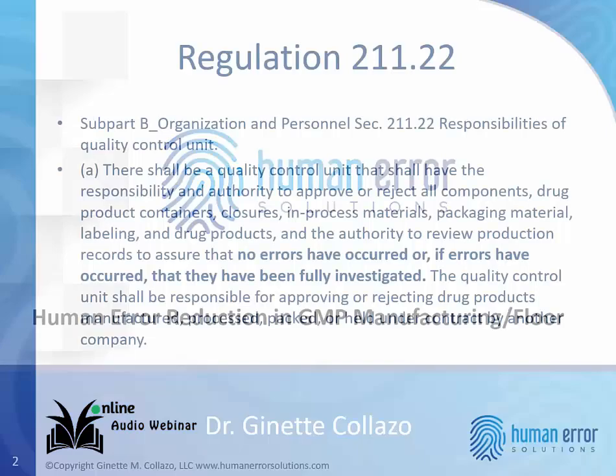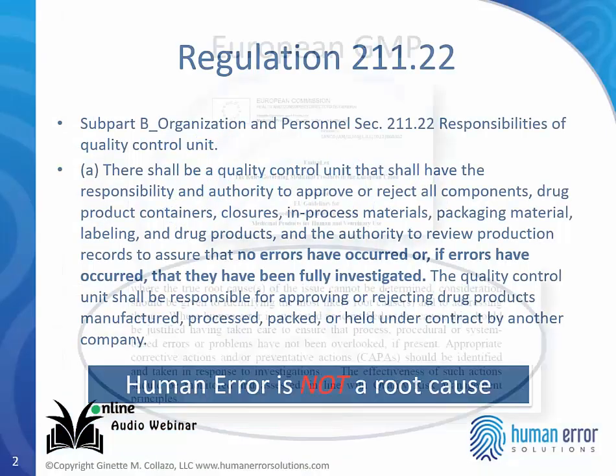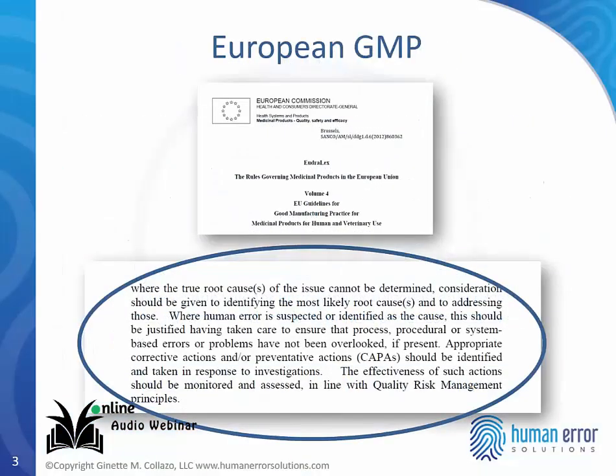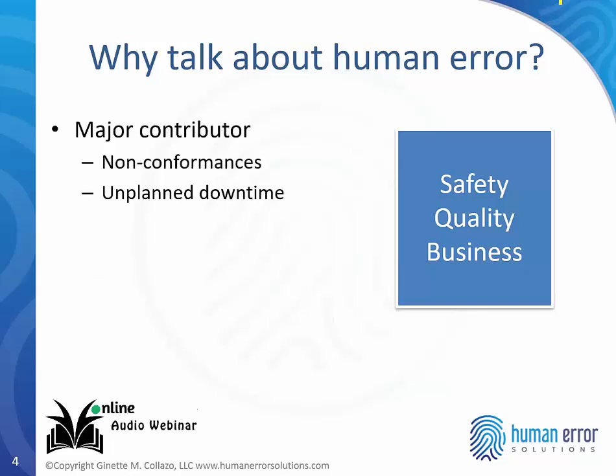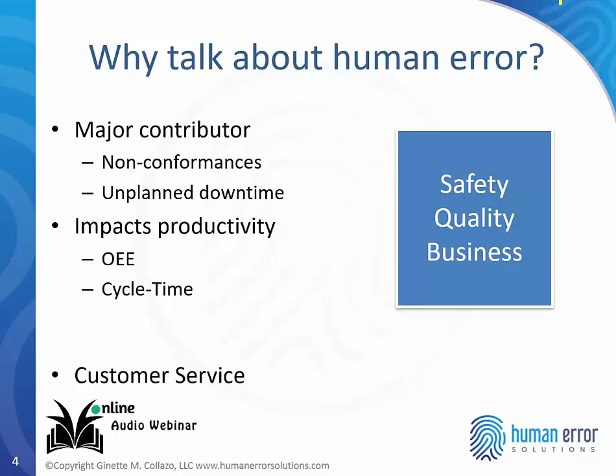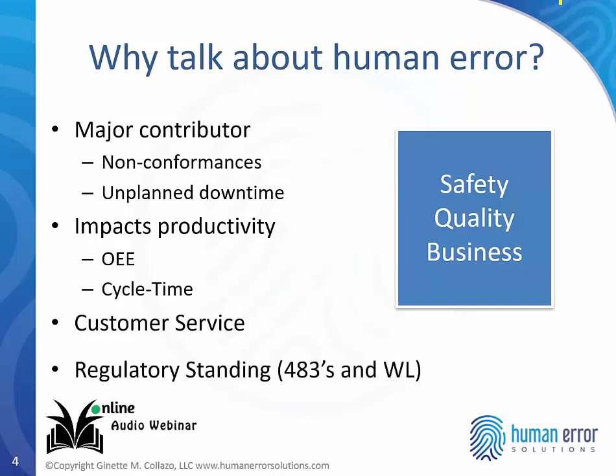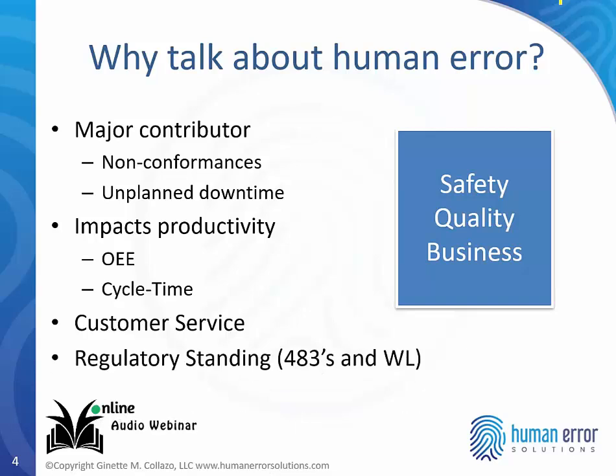First, I want to start, of course, with regulations. Now, the European GMP goes a little further and provides you with a little bit or a lot more details and granularity. So why talk about human error? Well, today it is the major contributor for non-conformances and unplanned downtime. It impacts productivity, our key performance indicators, OEE, cycle time, customer service, and also regulatory standing.